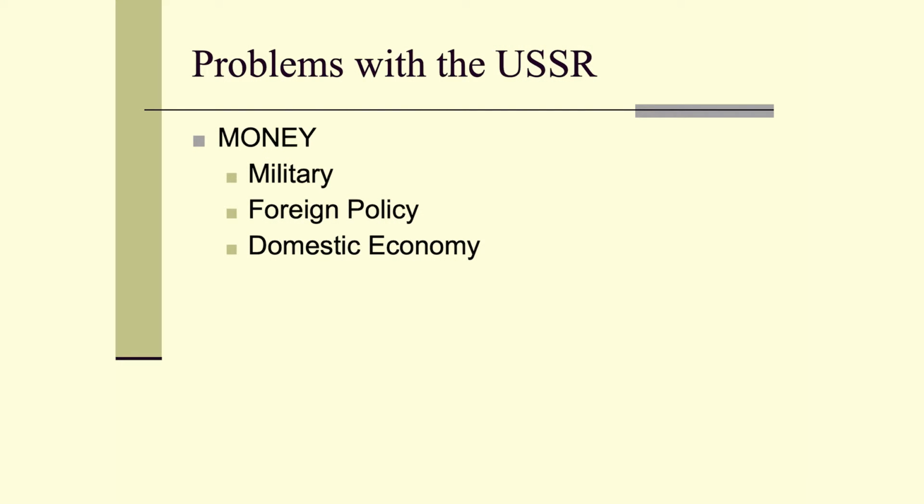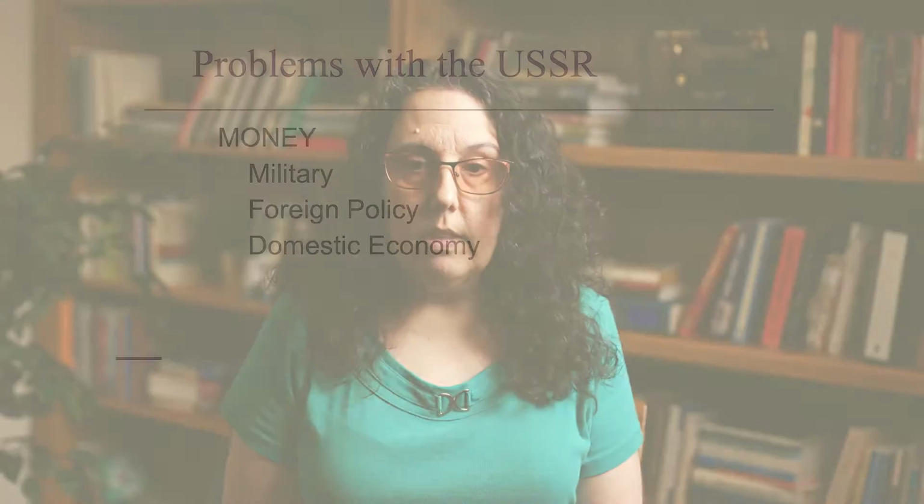Now, the easiest way I can think to explain the fall of the Soviet Union is to focus on the issue of money. This is the big problem. The USSR needs to spend money in three major areas. One is its military. It needs both a large conventional military and it needs to be investing in things like nuclear weapons in order to compete with the United States. We're in the middle of the Cold War.